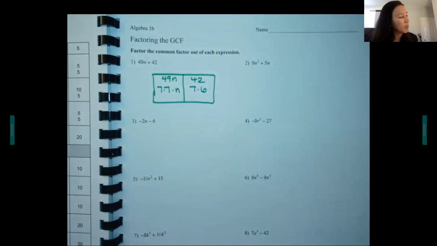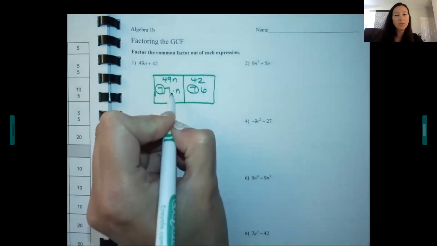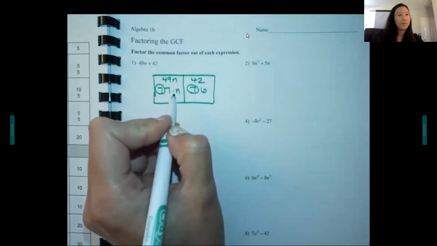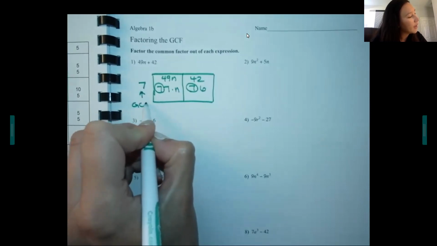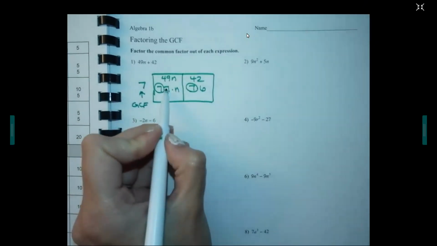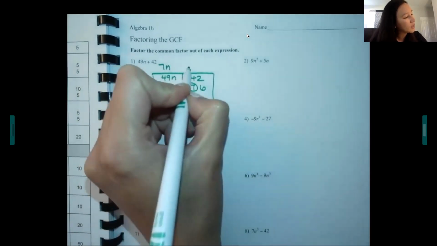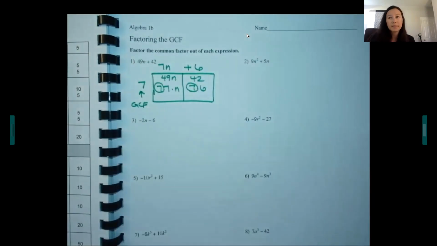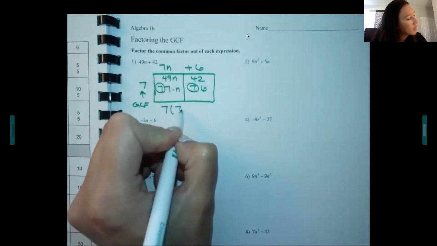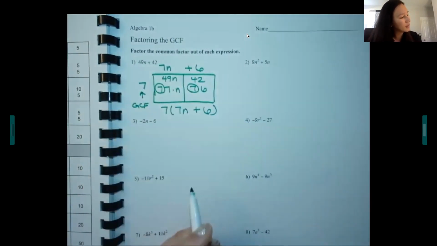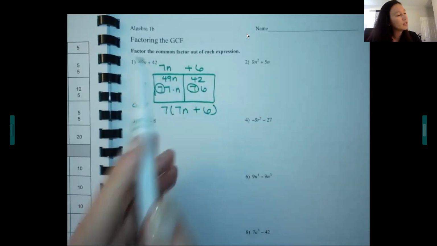Then we're going to look to see what the boxes have in common. It looks like they both have a 7. This one only has 6 left. This one does not. So it looks like 7 is our GCF. And then we are left with 7 times N in this box and just a positive 6 in this box. So the factored form of this is 7, our GCF, times what we had left, 7N plus 6, because 7 times 7N is 49N and 7 times 6 is 42.